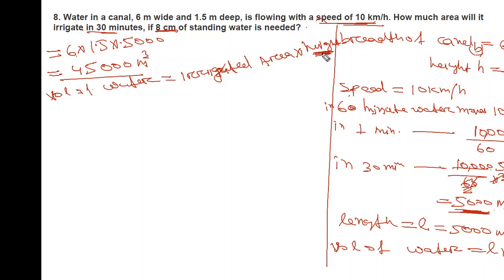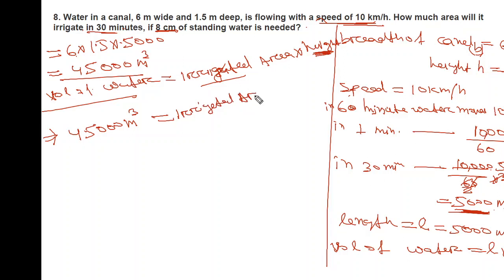So area into height implies you have volume of water, that is 45,000 meter cube is equal to irrigated area, we don't know, just write irrigated area into height, which is 8 centimeter. So 8 centimeter you can write in meter, 8 by 100 meter. Okay, now you can cancel them.